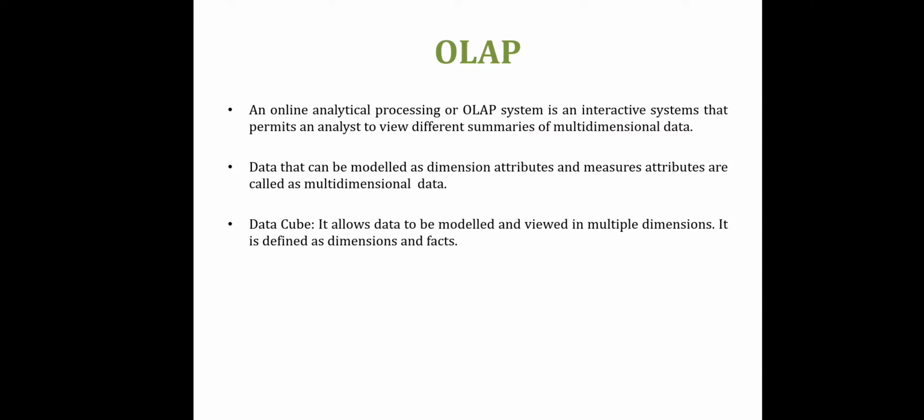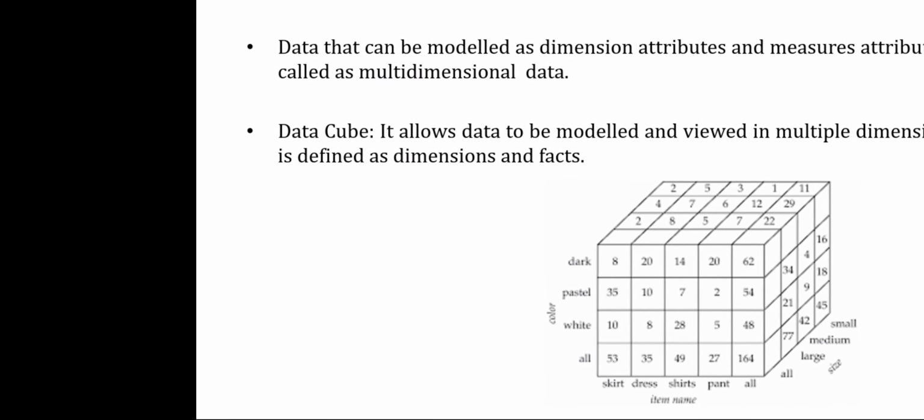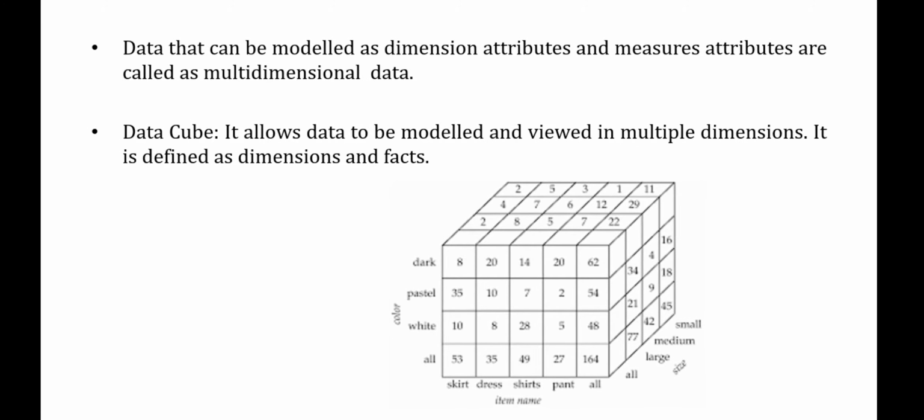Suppose we are considering an application where a shop wants to find out which kinds of clothes are popular. Let us suppose the clothes are characterized by their item name, color, and size. These are the three parameters you can see in this diagram. The item name is one parameter, color is another, and size is the third. These are three different attributes.